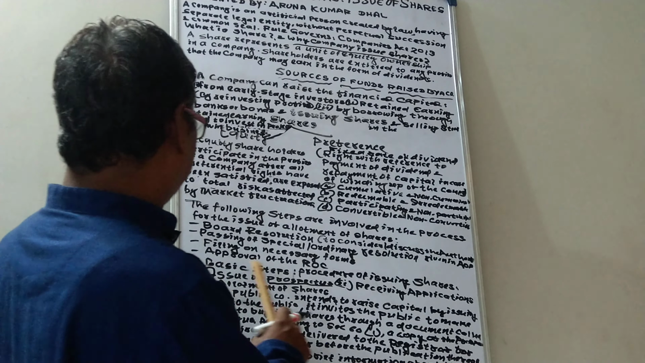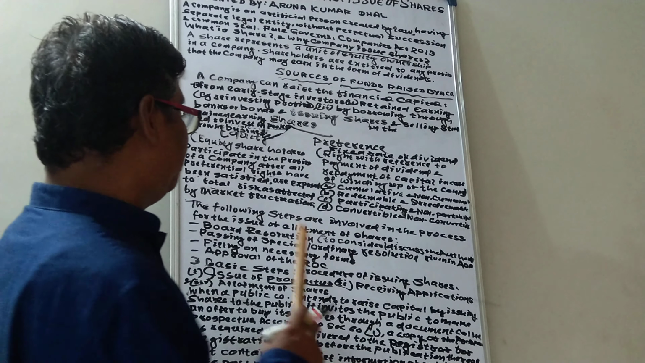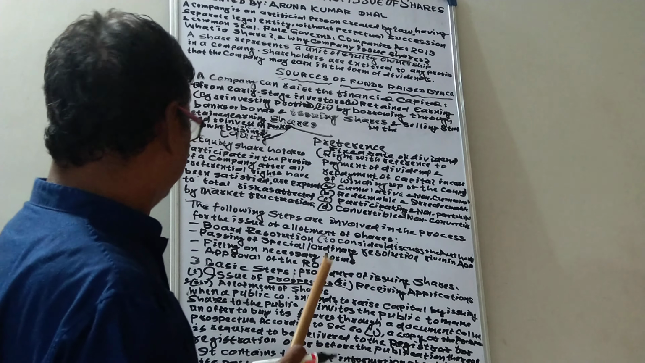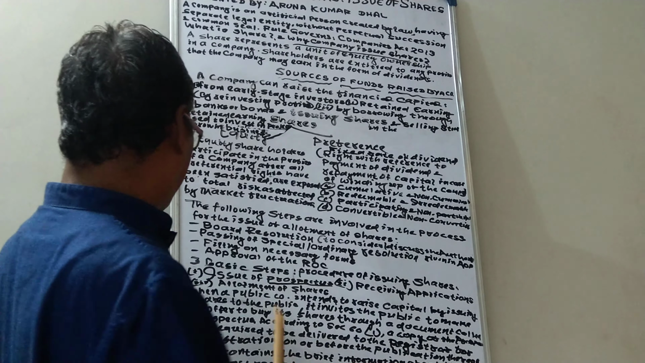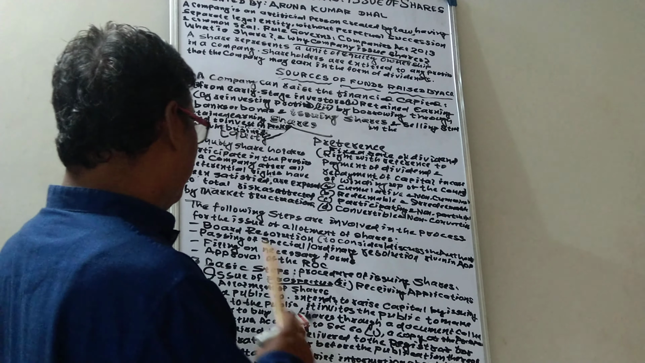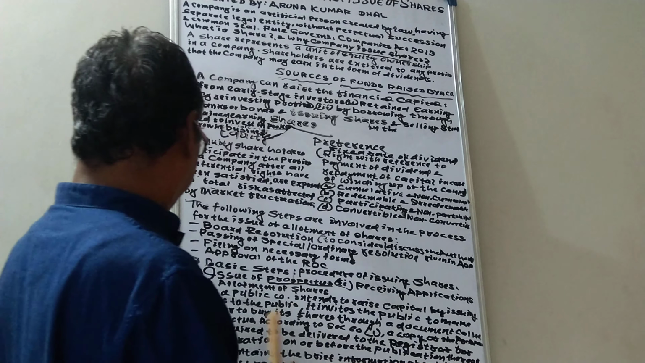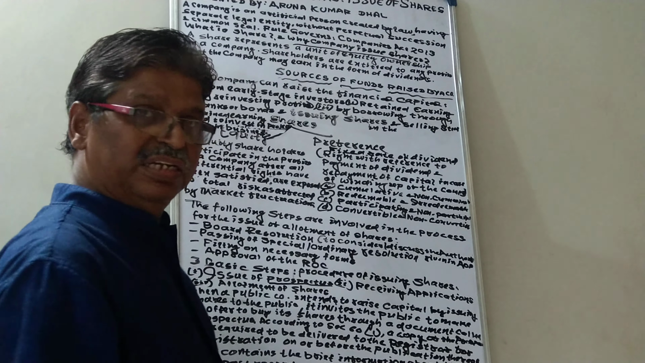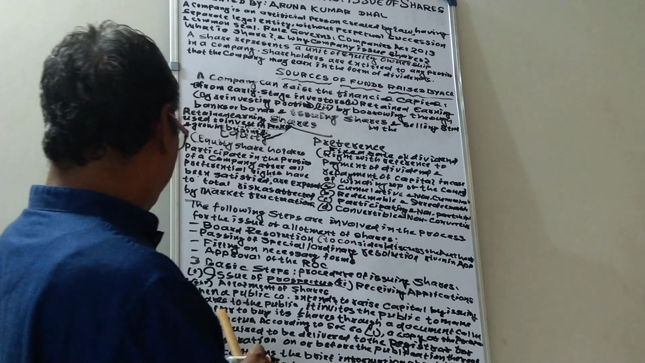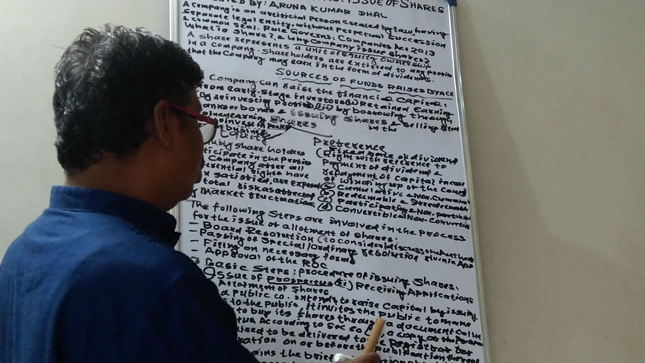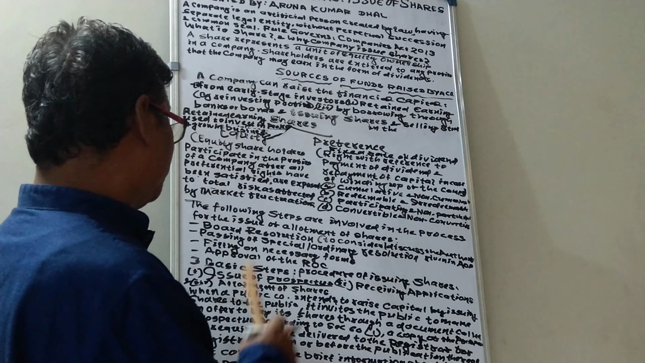So what are the basic steps? There are 3 basic steps, that means the procedure of issuing shares. First, issue a prospectus. When a public company intends to raise capital by issuing shares to the public, it invites the public to make an offer to buy shares through a document called a prospectus.